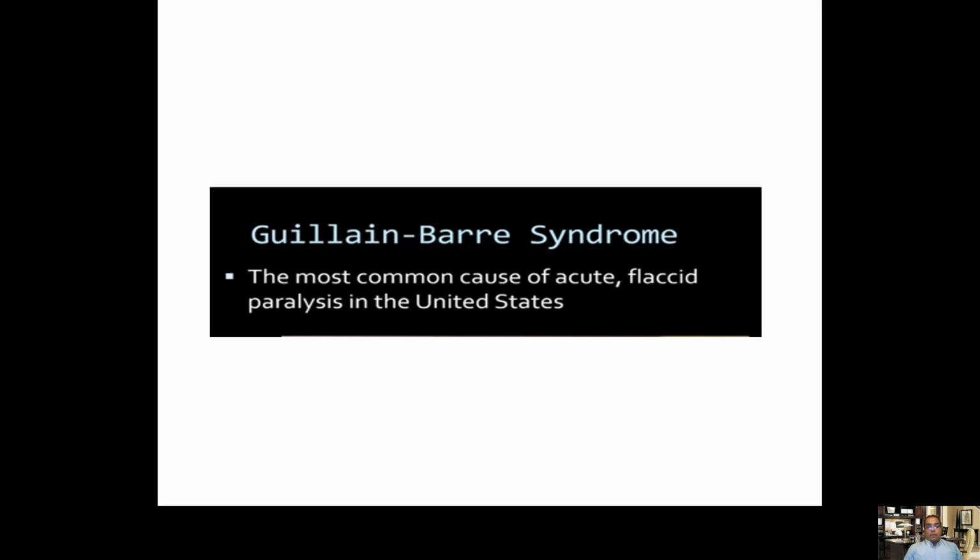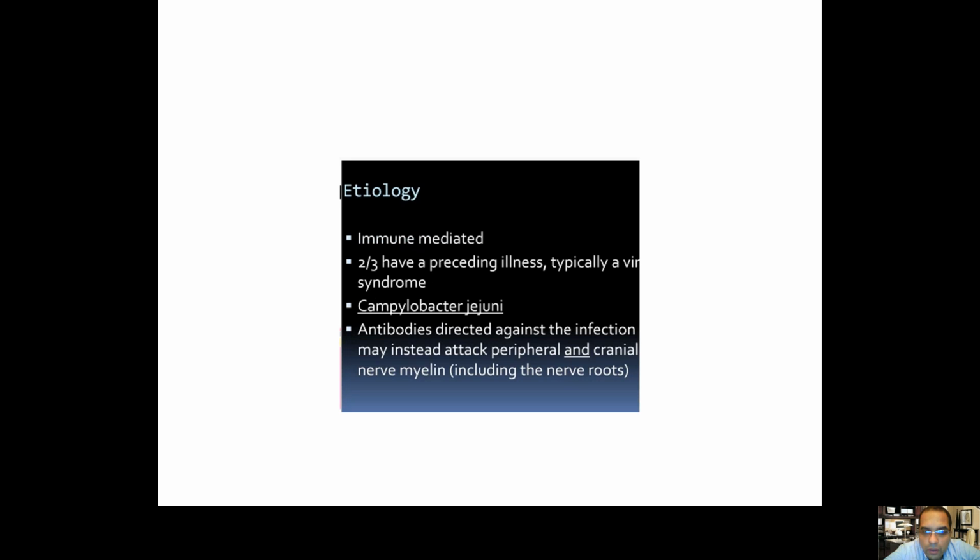Now we come to a very important cause of neuropathy, and this is Guillain-Barré syndrome. This is the most common cause of acute flaccid paralysis in the United States. It is a form of predominantly motor neuropathy, more than sensory neuropathy. It's immune-mediated, and two-thirds will have a preceding illness, typically a viral illness, before the start of the disease.